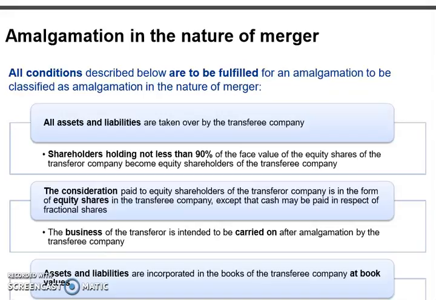Okay, now the third part is basically consideration. Consideration should be in the form of equity shares, except that cash may be paid for fractional shares. Okay, there would be examples on this, so don't worry in terms of understanding the concept. You would understand more logically when the examples come into the picture. The fourth point is the business of the transferor is intended to be carried on after amalgamation.